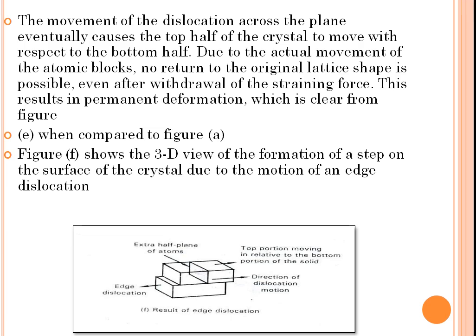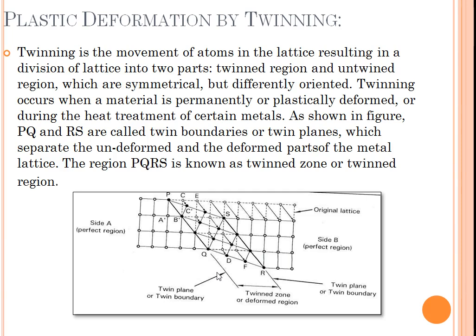If you take an edge dislocation, you can see in the figure, in 3D, that an extra half plane of atoms is available. The edge dislocation happens with respect to the surface. For the direction of dislocation motion, the edge dislocation gives an extra half plane of atoms on the surface. Like this, an edge dislocation is present.